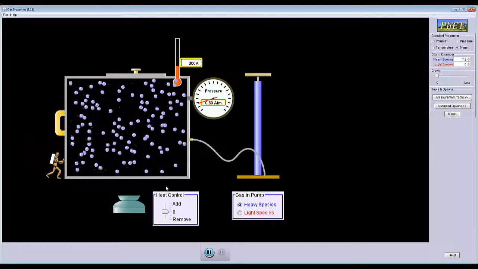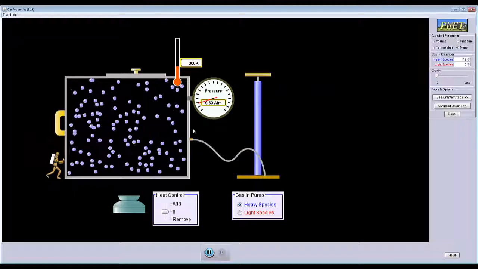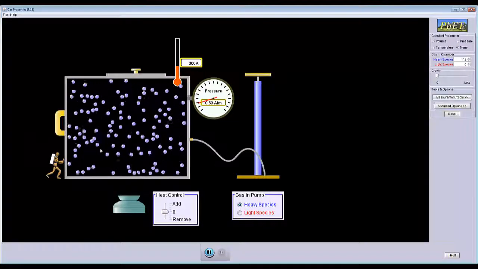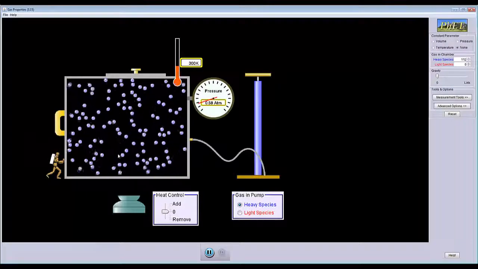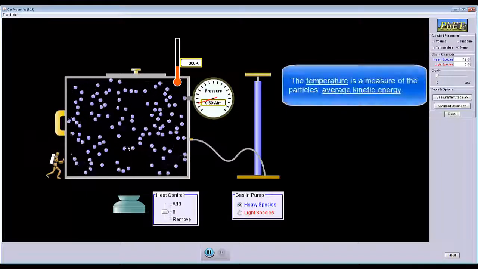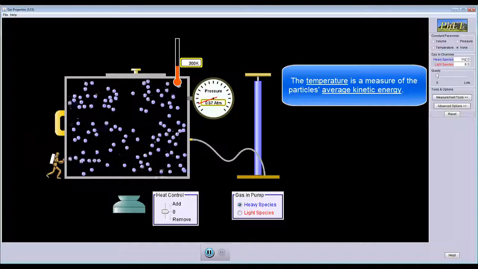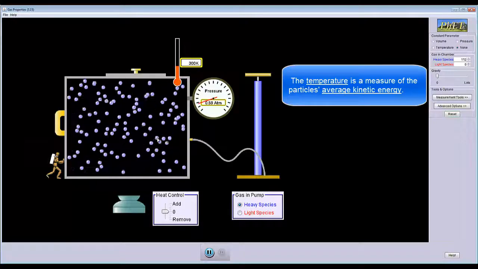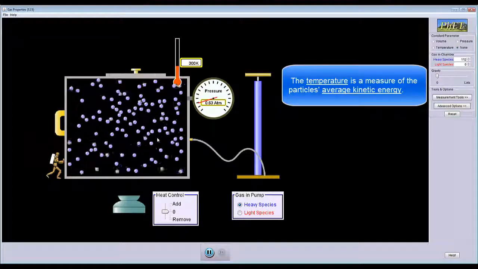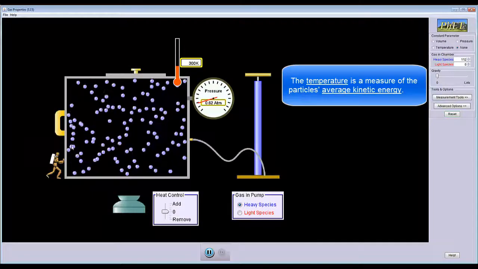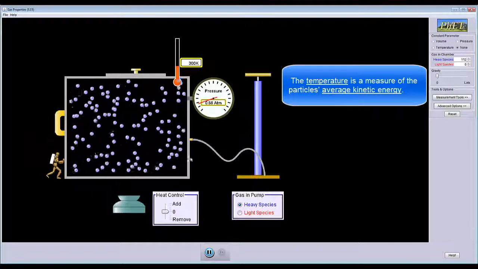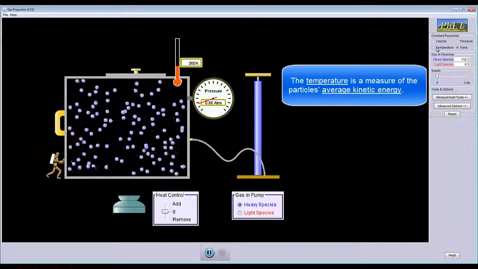All of the particles have different speeds at different times, so we can't really define what the kinetic energy of each particle is. However, we can talk about the average kinetic energy, because the collisions are all elastic, and so the average kinetic energy shouldn't change. So the average kinetic energy in this system remains constant, and that's the term that is related to temperature.